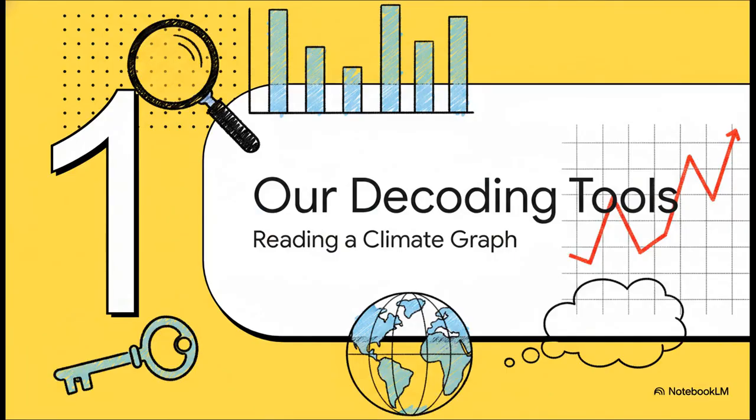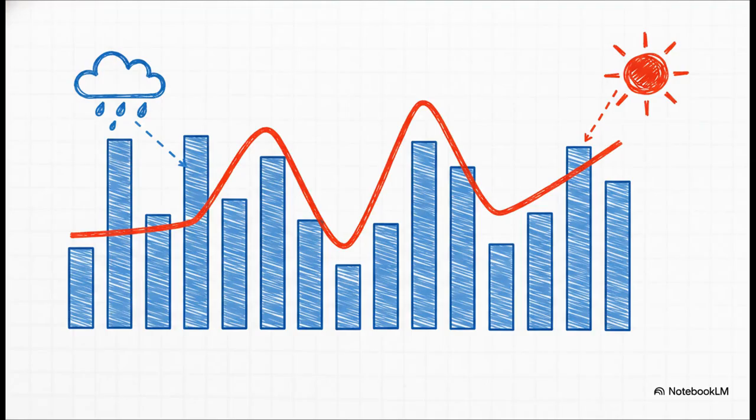So, to crack Köppen's code, we're going to need the right tool for the job. And our main decoding tool is something called a climate graph. If you can understand this one simple visual, I promise the rest is a piece of cake. And you know what? It's way simpler than it looks. See those blue bars? That's just the average rainfall, or precipitation, for each month. And that red line that goes across, that's the average temperature. That's literally it, just temperature and precipitation. These two factors are the foundation of Köppen's entire system.